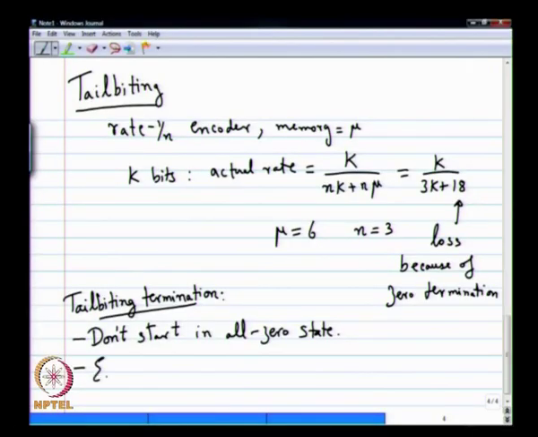You start at some state such that the ending state, after all the message bits only, equals the starting state. That is the only condition. So, given a set of k bits, you have to figure out that initial state, which will also be the ending state after you have encoded those k bits.